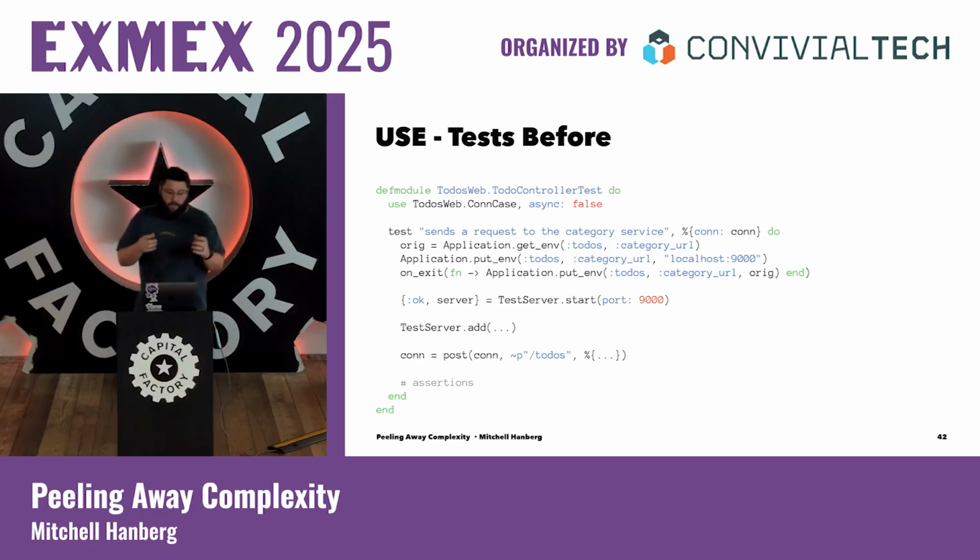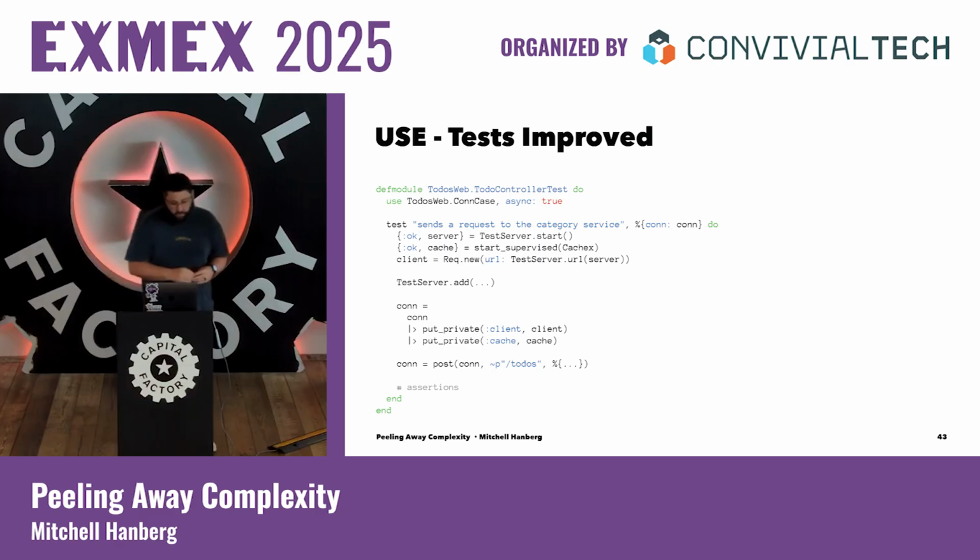So in the past, the way you might have done it is you're configuring this in your application environment. You want to get the original one. You want to put the new one in there. And then on exit, you want to reset it so it doesn't mess with other tests if you're actually using a different port or whatever. But this has to be a synchronous test, cannot be async, because it's globally changing that application config, and another test module could also be changing it, and you'll have race conditions, and you'll be pulling your hair out.